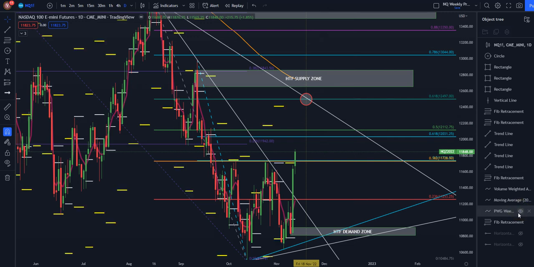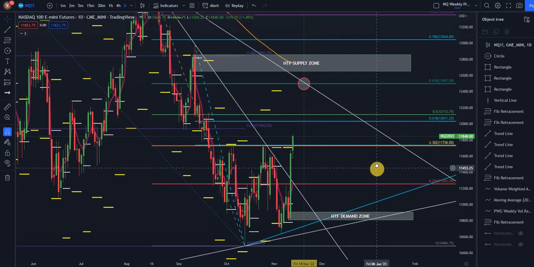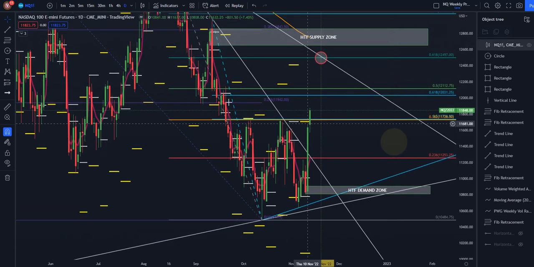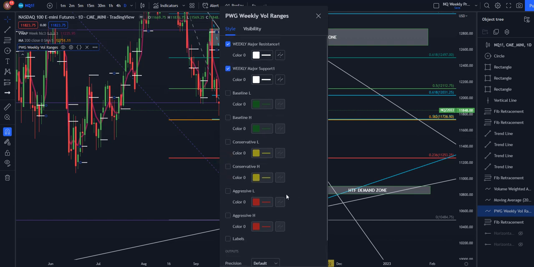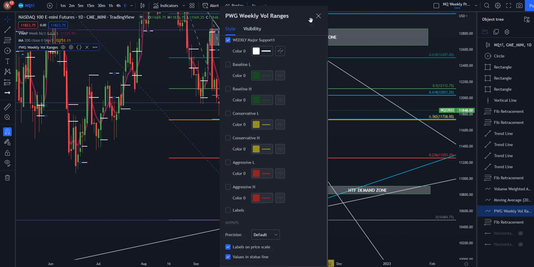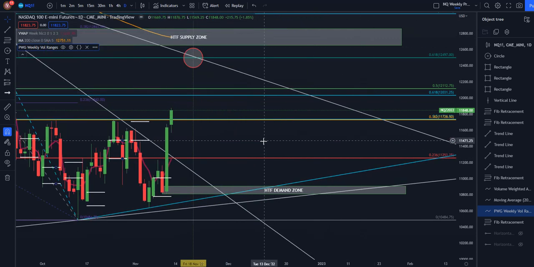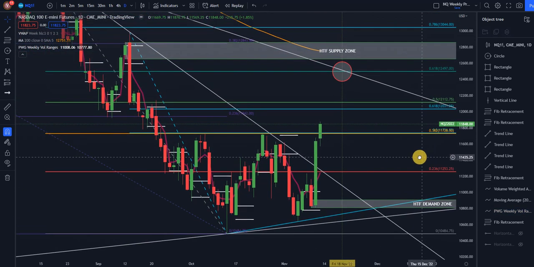Then I look at the weekly. Let's see if I can do this. Let me take off the weeklies. I'm going to take off the conservative. These are the baseline ranges we're working on right now. Not for you guys at the moment, but it will be down the road. But this is supply and demand. So you start to see supply and demand base, and we find a little bit of balance.